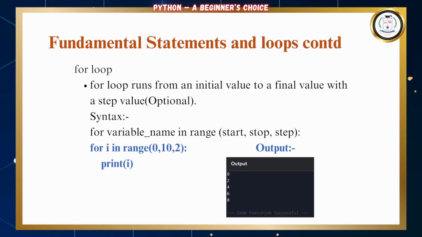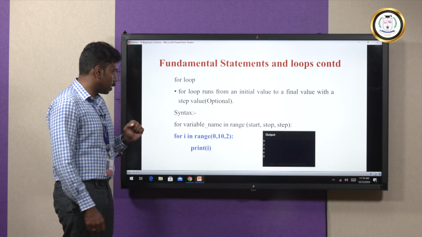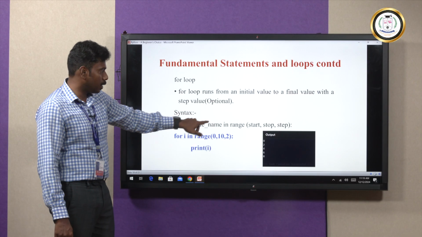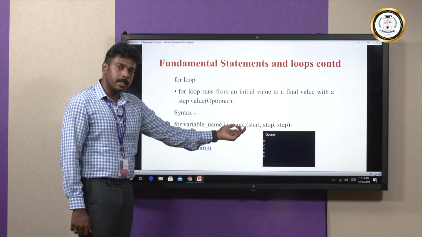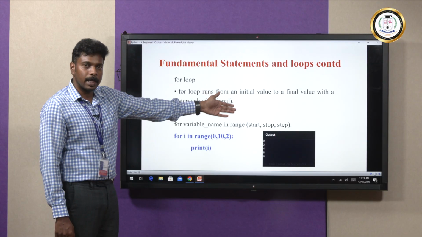So next one is for loop. So for loop, we are well versed in for loop. This for loop runs from the initial value to the final value with a step function, which is an optional one. So the syntax is given very clearly: for, space, variable name, space, in, a keyword, then range, open the bracket, the first one is start, stop, step.